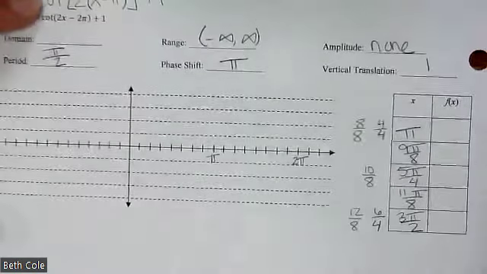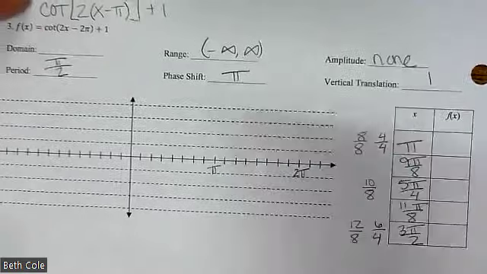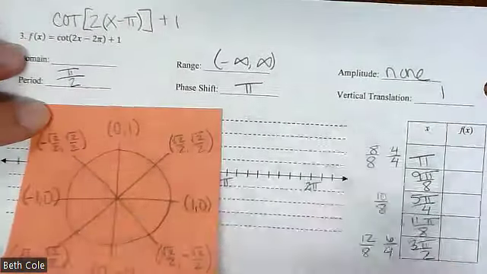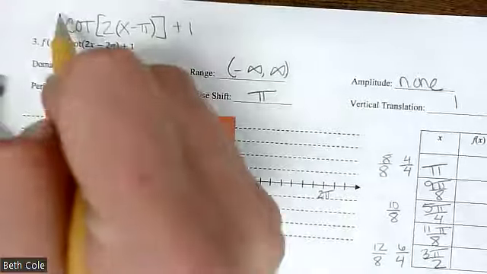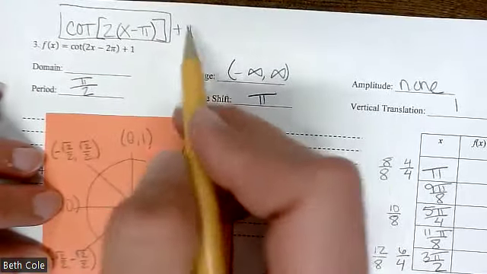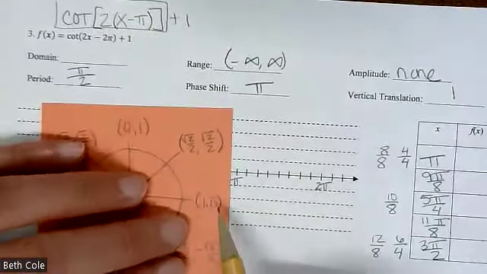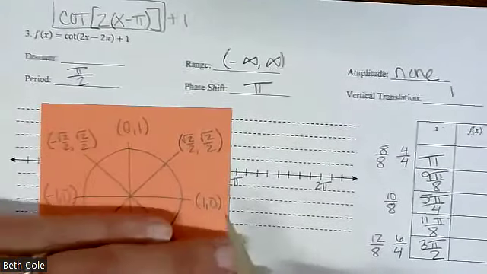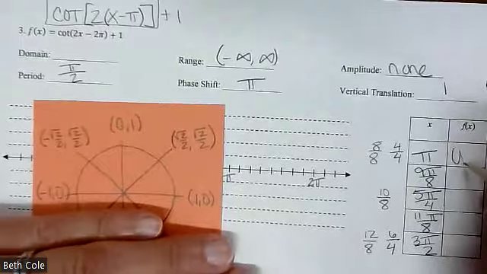All right, so how do we get cotangent from our circle? We're about ready to go get our y values here. X over y. So we're going to do x over y and then plus 1. So here's our first one. 1 over 0. Undefined. Good.